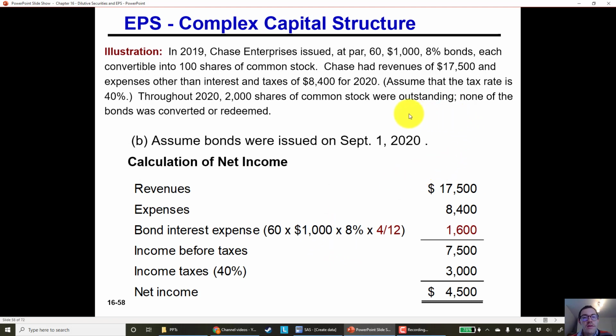Okay, let's do part B then. Assume the bonds were issued on September 1st, 2020. Okay. So if that is the case, for net income, it's going to be a little different, right? You get the same setup. You got the revenues, the expenses, but your bond interest is not going to be $4,800 because you're going to take $4,800, you're going to multiply it by 4/12 of the year. You got September, October, November, December. You got 4 out of 12 there. That's all the interest you have to pay. So you're going to have a different income before taxes, therefore different taxes. So net income is $4,500.